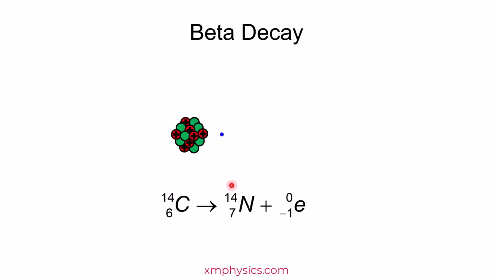That's why the number of nucleons remains the same, right? 14 nucleons before the decay, still 14 nucleons after the decay. This is because the neutron that splits itself into a proton and electron remains in the nucleus. So we still have 14 nucleons. But the number of protons has increased by 1, which is why the element has changed from carbon to nitrogen. The charge numbers also balance on both sides of this equation. 6 is equal to 7 plus -1. Okay, so that's the beta decay.